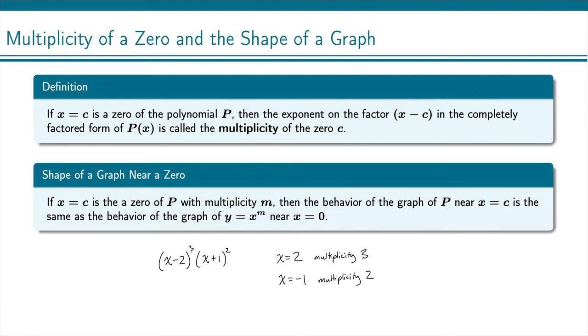Okay. Now the reason we care about the multiplicity is because it tells us the shape of the graph near that zero. Okay. So if x equals c is a zero of the polynomial with multiplicity m, then the behavior of the graph of the polynomial near that zero is the same as the behavior of the graph of y equals x to the m near x equals 0. So I want to show you what this means.